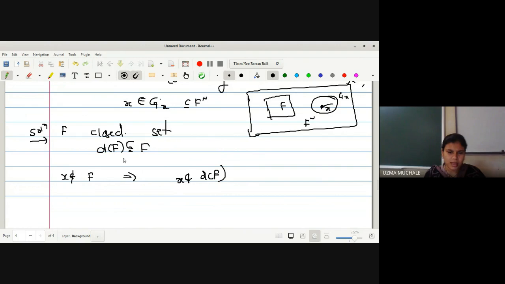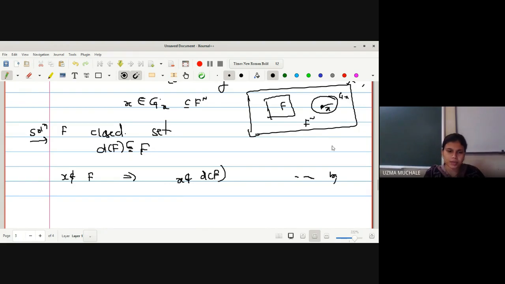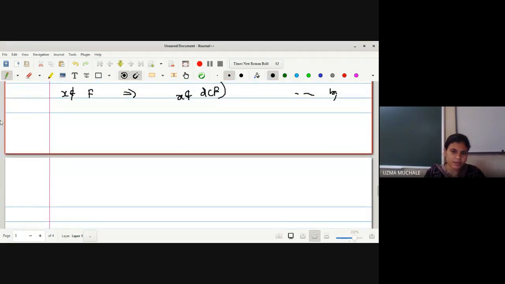If X is not a member of F, I can say X is not a member of the derived set of F, because we are provided that F is a closed set. F is a closed set means what? The derived set of F is a subset of F. If one of the elements is not a member of the superset, it will not be a member of the subset itself. Right? Yes, ma'am. You can write here: by the subset property, because the derived set of F is a subset of F. So I can write the statement X is not a limit point.